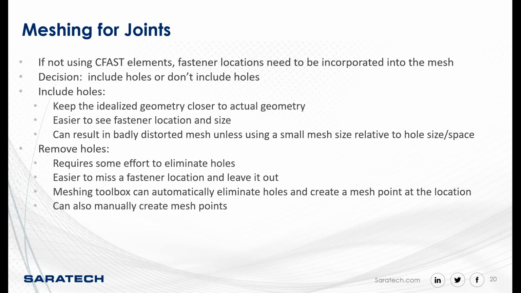Removing the holes, though, does require some effort. It's an extra step. And once you've eliminated it, what you're left with is a bunch of nodes, and it's pretty easy to forget to attach those nodes together with the fastener. So you may find that you've left a fastener out of your model, which could have some complications. But the meshing toolbox in FEMAP can automatically eliminate holes and create a mesh point at the location, and you can also manually create mesh points to control where these nodes go for your fasteners. So there are some convenience features in FEMAP that I will demonstrate to keep track of these nodes and make sure that you get a node where you want it.